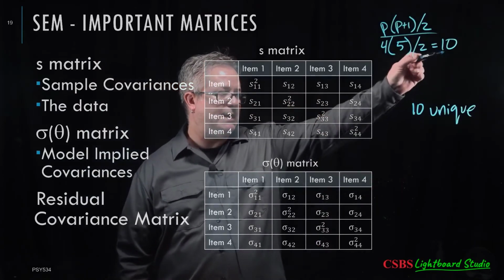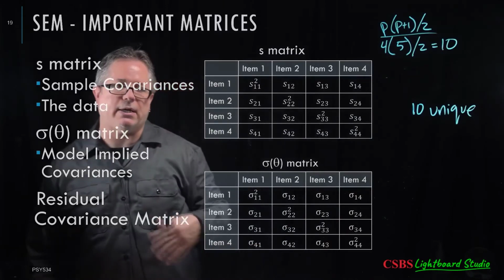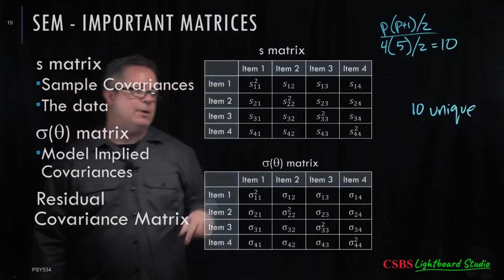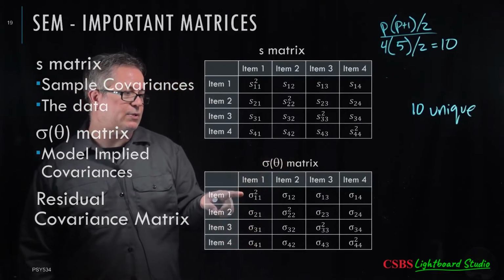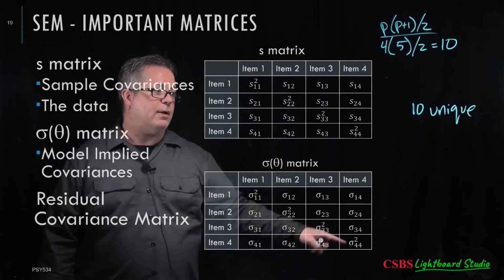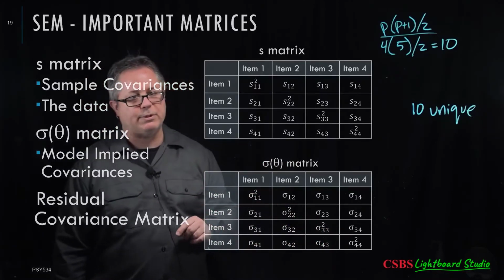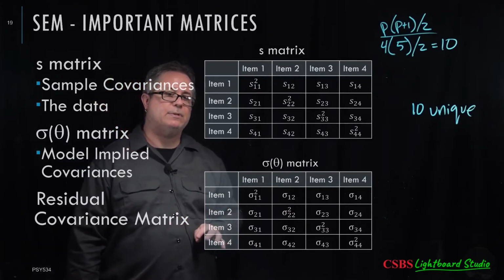So I know I have 10 different elements in my matrix that I'm trying to explain with the model that I'm going to be creating. So I'm going to create a model. It's going to create this sigma theta matrix. Again, it's going to generate variances and covariances based on the model that we put together. That's why it's called a model implied covariance matrix.